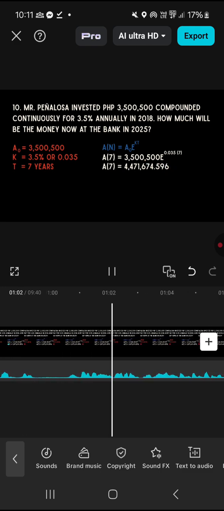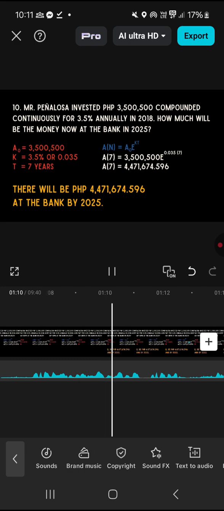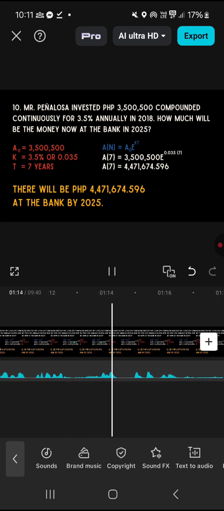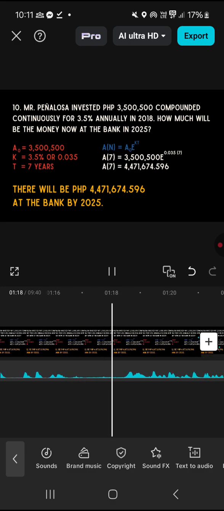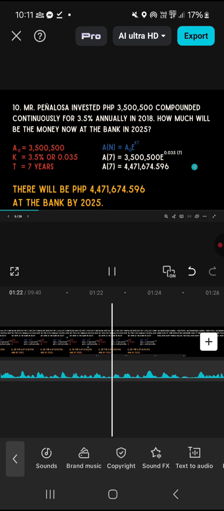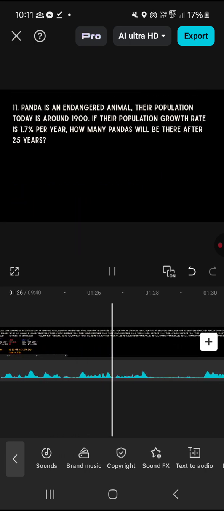So we plug in our given, so 3,500,500 multiplied by Euler's number raised to 0.035 multiplied by 7. And we'll get 4,471,674.596. So that'll be the money at the bank by 2025.